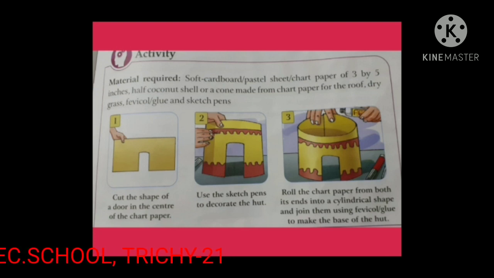Step 4. Take the half coconut shell or chart paper cone and paste some dry grass on the outer surface of the shell or cone. Step 5. Now place the coconut shell on the cylindrical shaped hut to make the roof. Step 6. Your hut is ready.